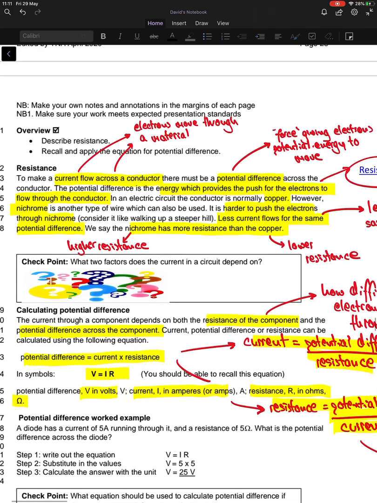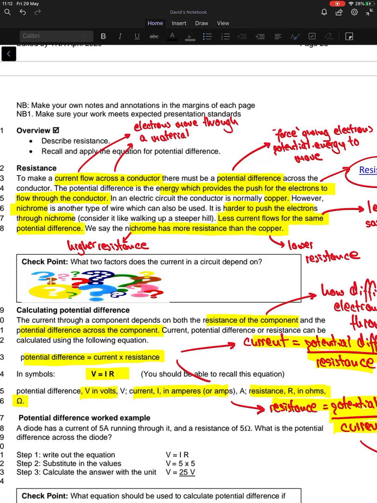Now, to begin with, let's just get that in straight. I'm going to look at this idea of resistance. So, let's read through the paragraph together. So it says resistance. To make a current flow across a conductor, there must be a potential difference across the conductor. So remember, current is electrons moving through a material, and the conductor is the material that allows electrons to flow through it. And when we're talking about flow, we're talking about the rate at which these electrons move.